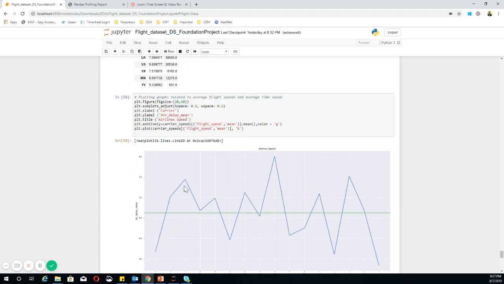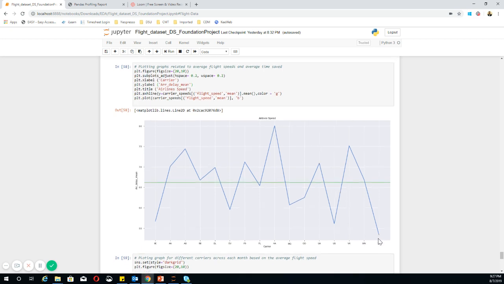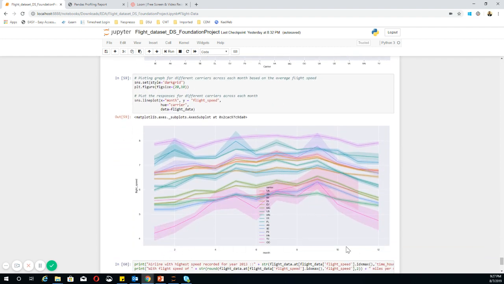We have plotted this, and from the plot we can observe that HA carrier has the maximum airline speed for the overall year on average, and UV has the least. The same we have plotted for the overall months, showing how the speeds vary for each airline. As the year goes on, we see the flight speeds increasing, in a parabolic arrangement, where the speeds are at their maximum during the month of July and then decrease again.